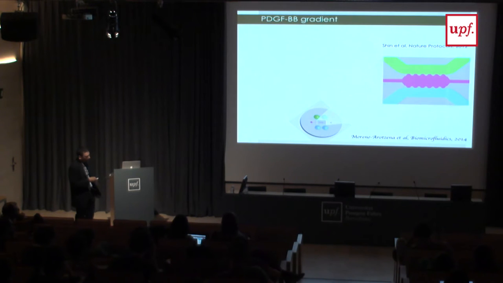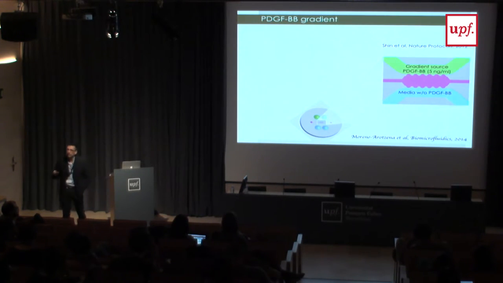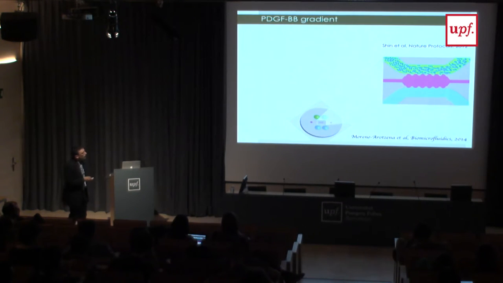Normally we have one central channel where the gel is, and here we have the cells. Normally we add a growth factor, in this case the platelet-derived growth factor, that is the growth factor that occurs normally when we have wounds. When we include this factor, what is happening? This factor is moving through the gel, creating a gradient.